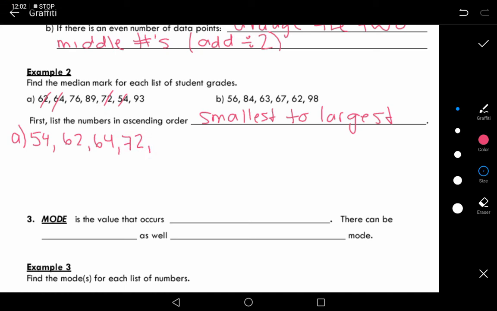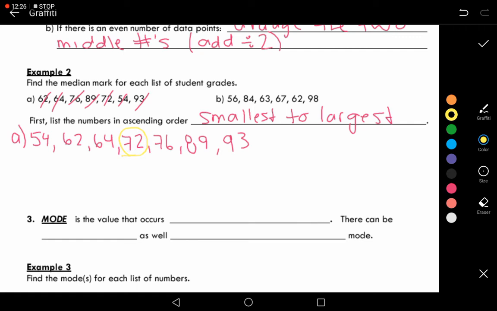72, 76, 89, and 93. Okay, so now I've listed them in order. Now I need to look: is this an odd or an even number? So I have 1, 2, 3, 4, 5, 6, 7. So I know the middle is just going to be my 4th value.